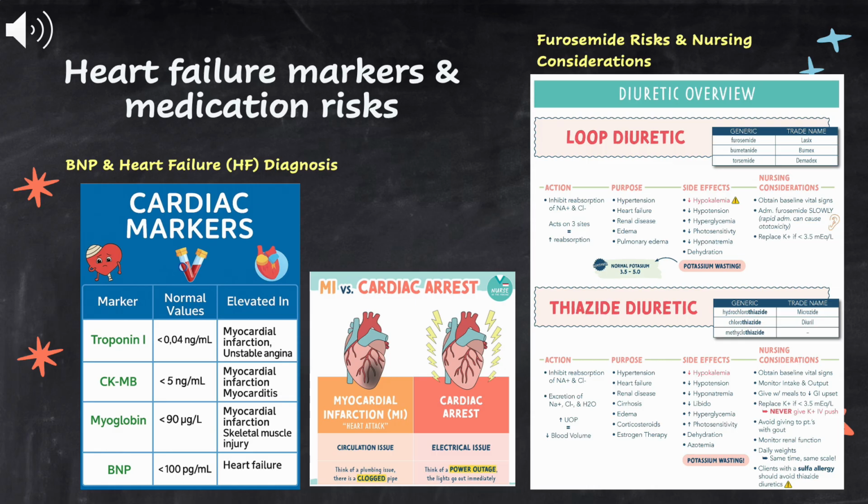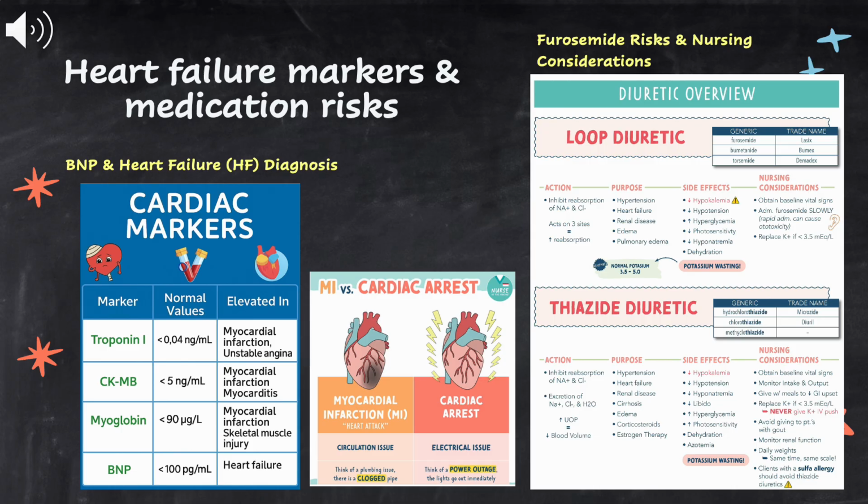This slide focuses on heart failure markers and medication-related risks, which are important for both diagnosis and ongoing management. We'll start with BNP, or brain natriuretic peptide. BNP is released when the ventricular walls stretch, which commonly occurs with volume overload in heart failure. An elevated BNP level supports a diagnosis of heart failure and is especially helpful when patients present with symptoms like shortness of breath or fatigue.